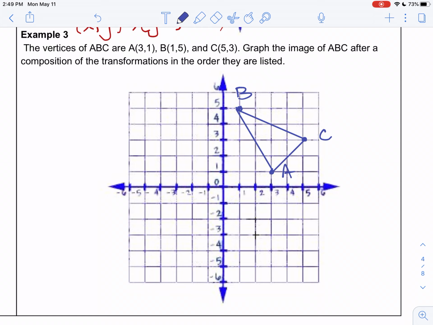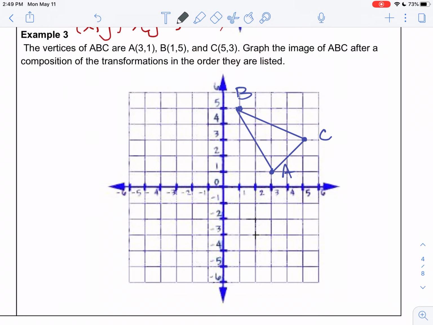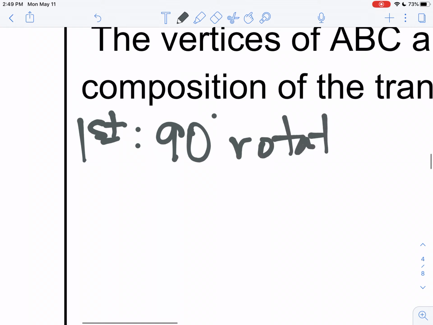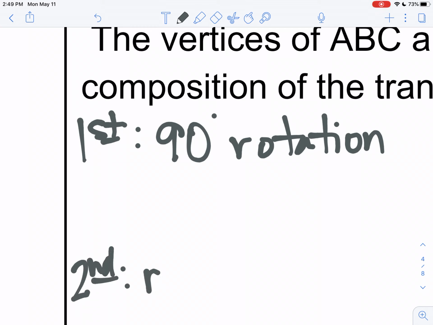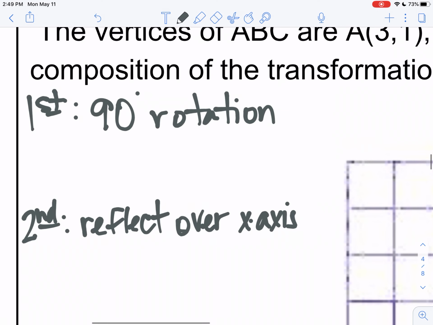It says graph the image of ABC after the composition of transformations in the order that they are listed, and my list has disappeared. So let's do this list. The first thing that we're going to do is a 90-degree rotation. And remember, if I don't specify otherwise, that means it's about the origin. It's also going to be counterclockwise. And our second step is going to be to reflect over the x-axis.